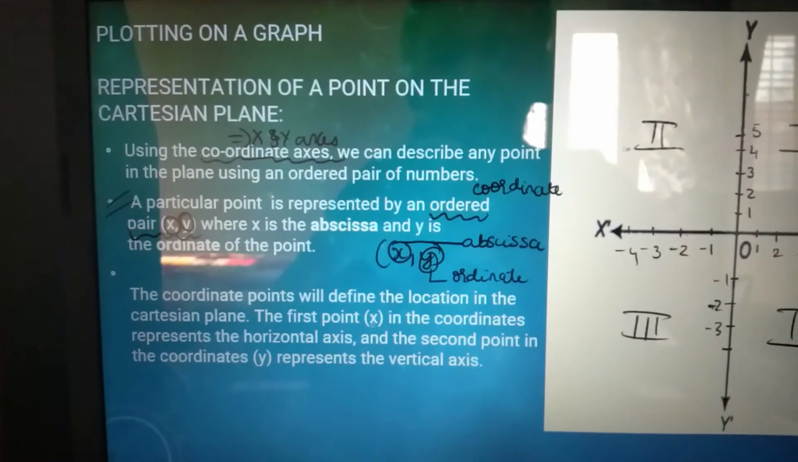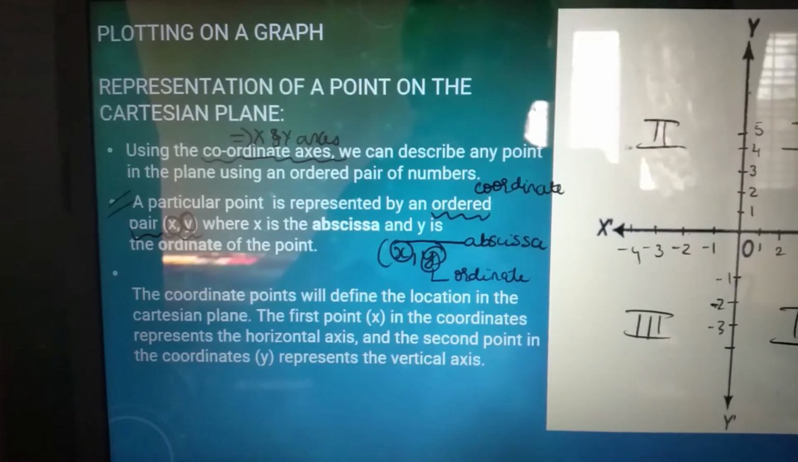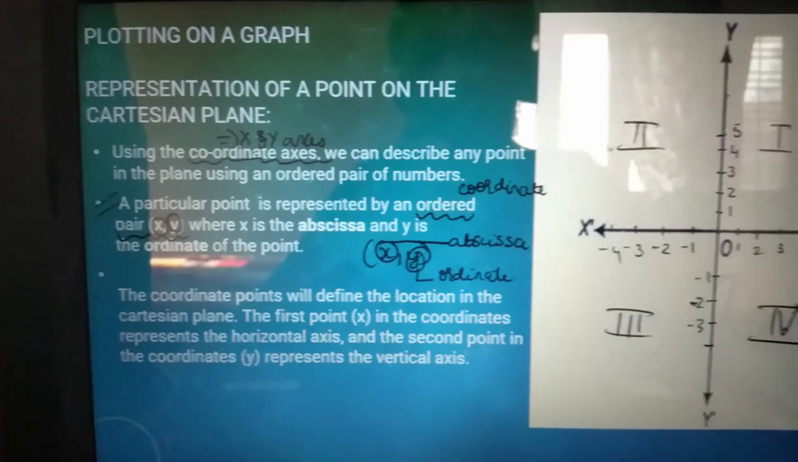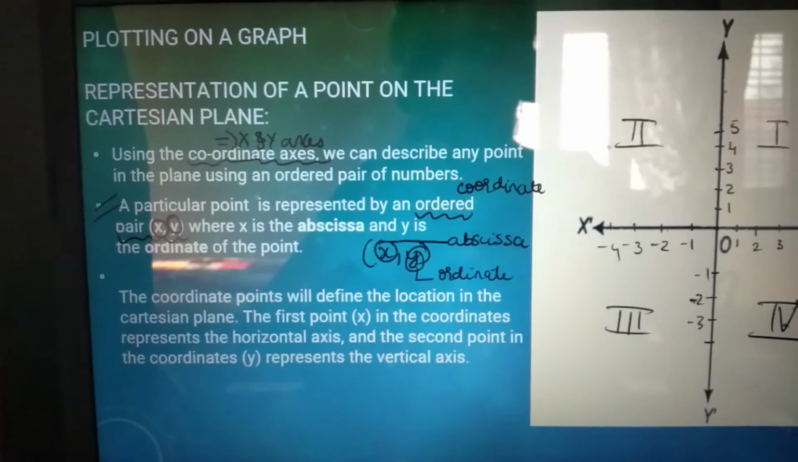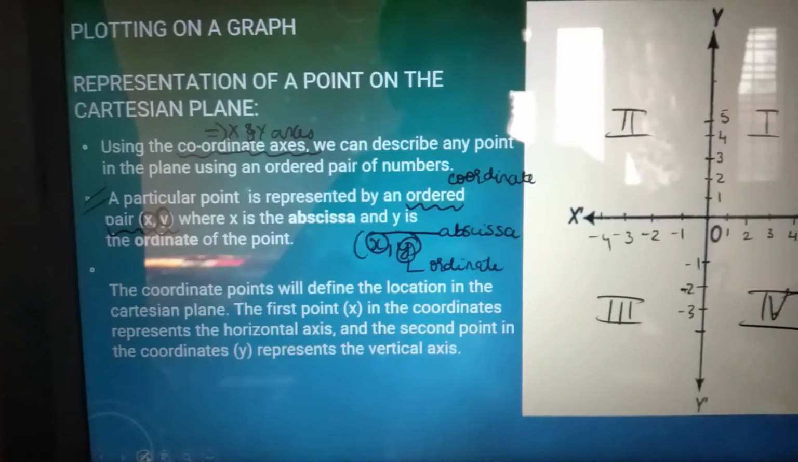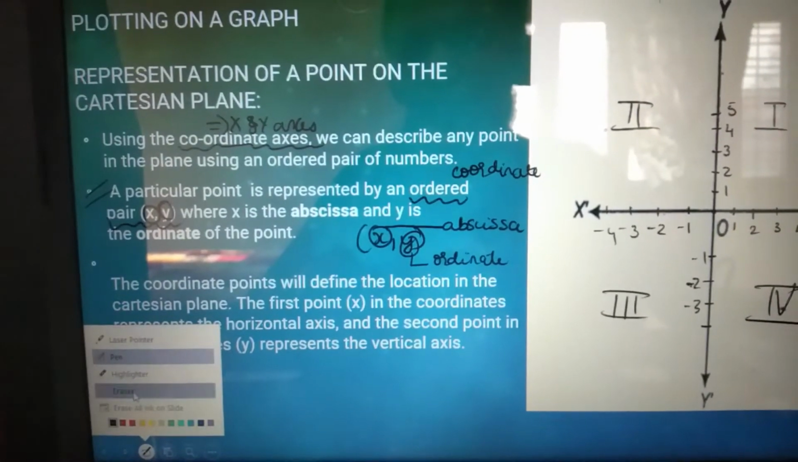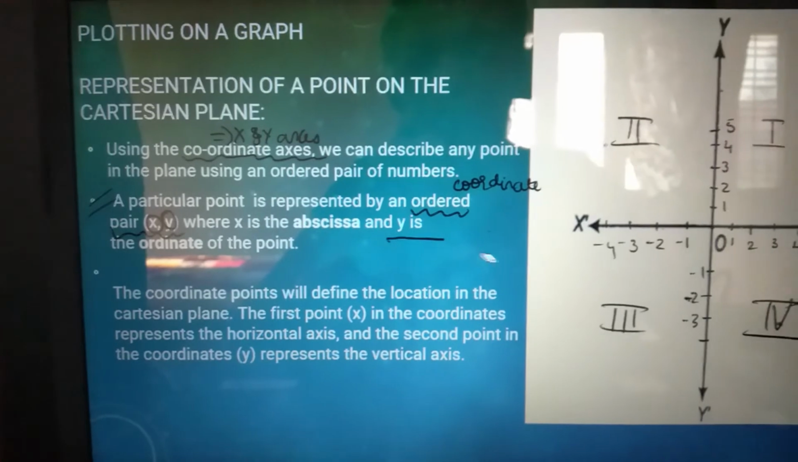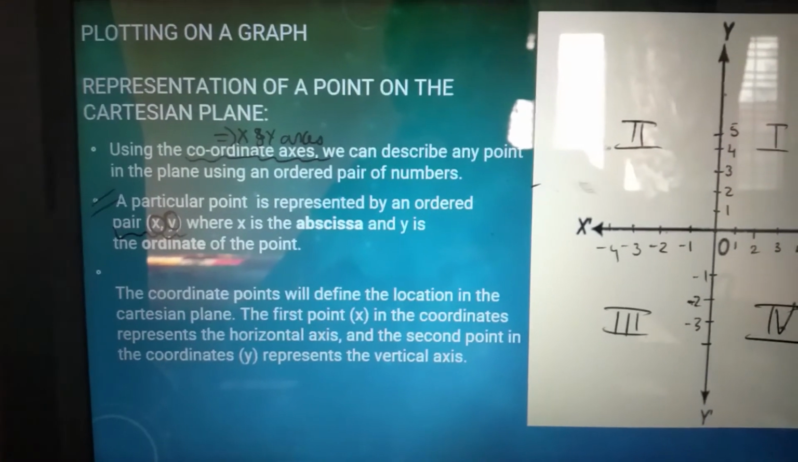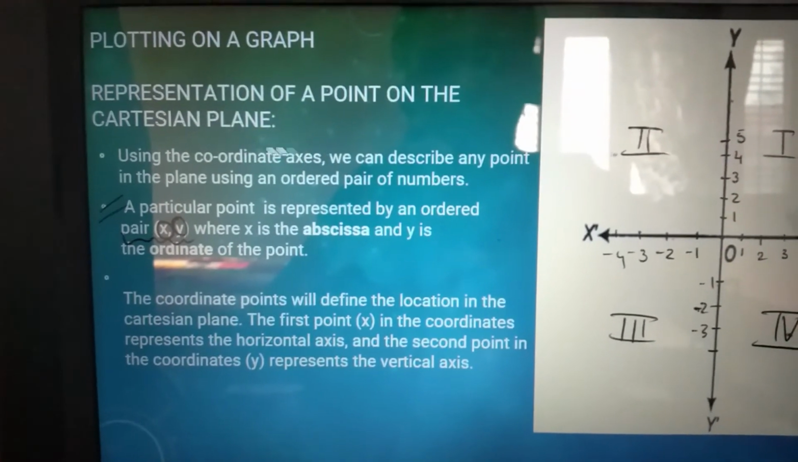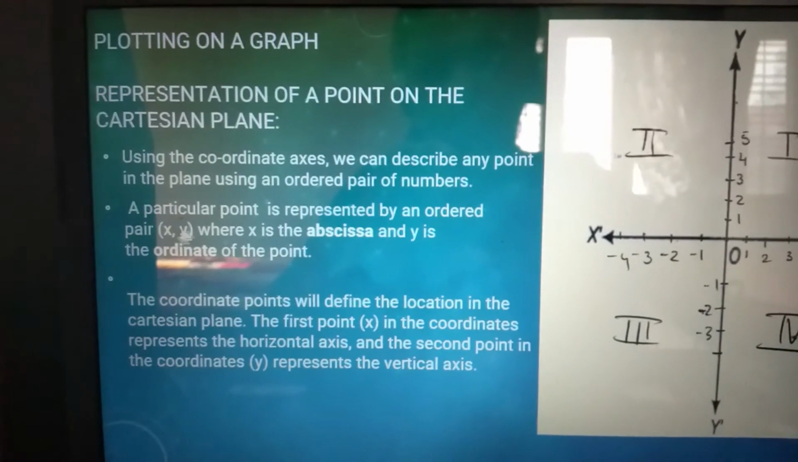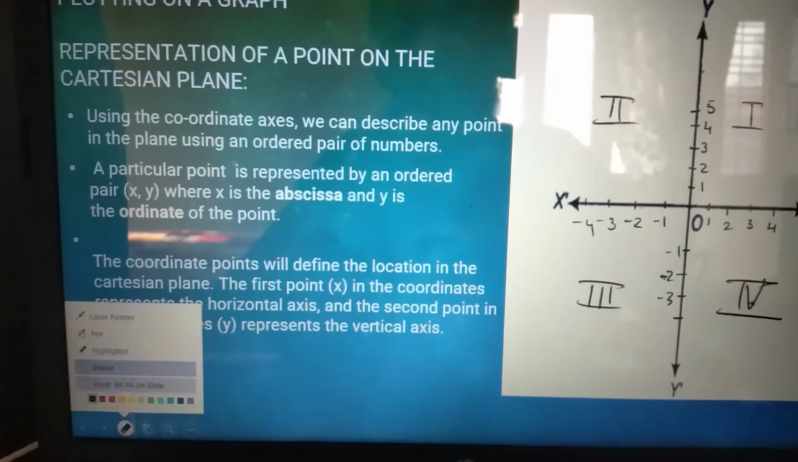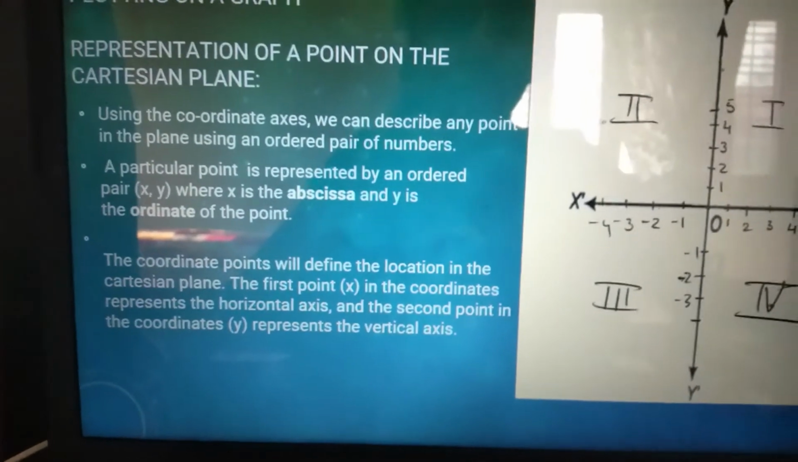The first point x in the coordinates represents the horizontal axis, and the second point y represents the vertical axis. Might sound difficult the moment I'm reading it, but don't worry, we'll sort out this definition. What it is, we will understand. Okay, cool.